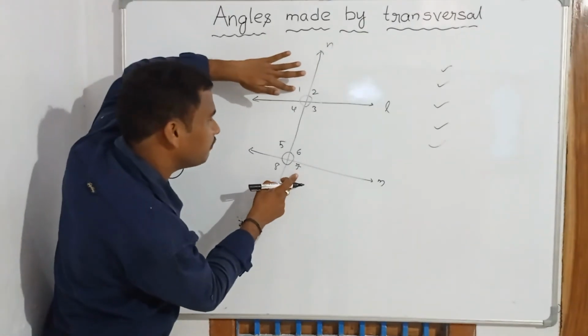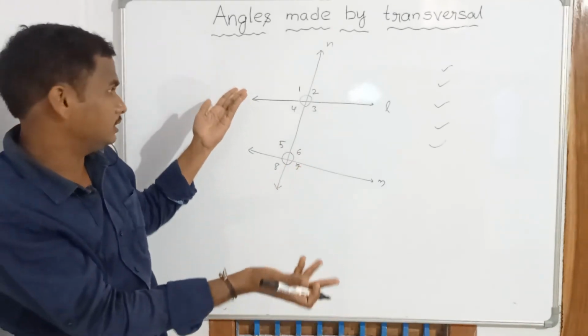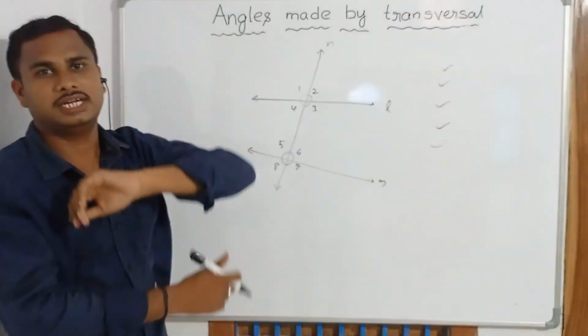At the same time, 1 and 7 are alternate exterior angles. 1 and 8 are co-exterior angles.